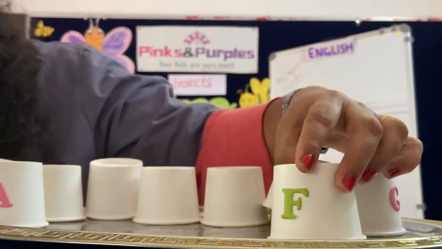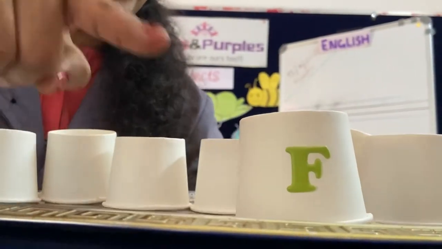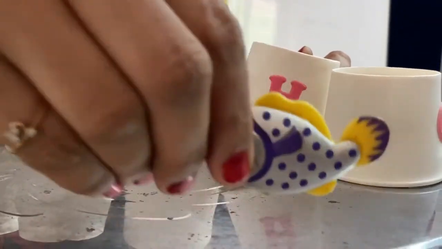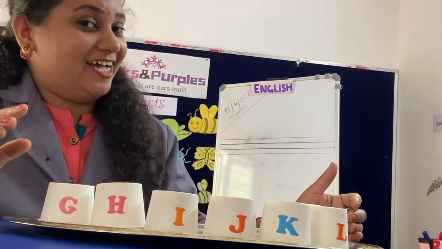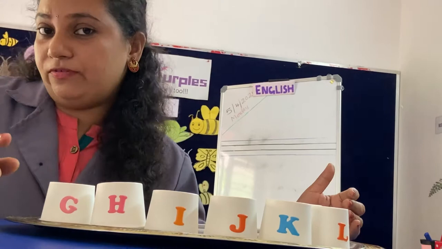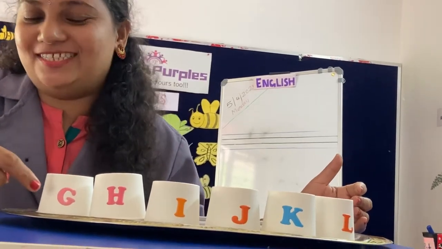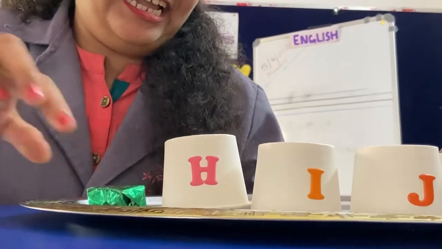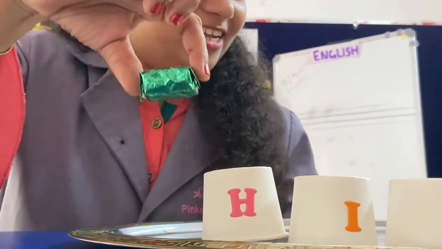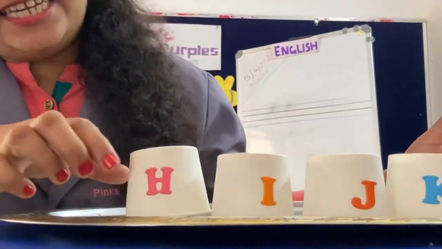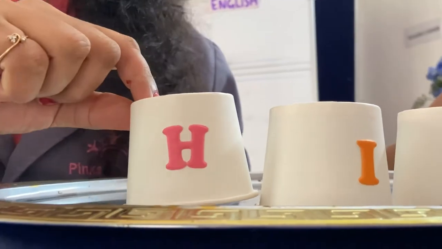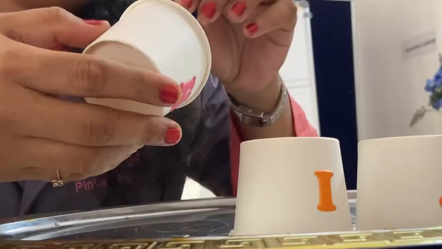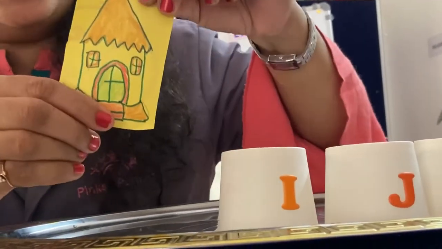All of you look here. Which letter is this? The letter F. F for fish. Children, after F, which letter will come? All of you look here. This is the letter G. G for gift box. Next is H. All of you look here. This is the letter H. H for hat.